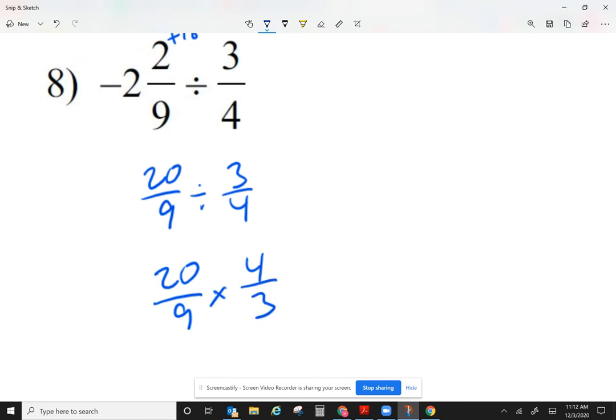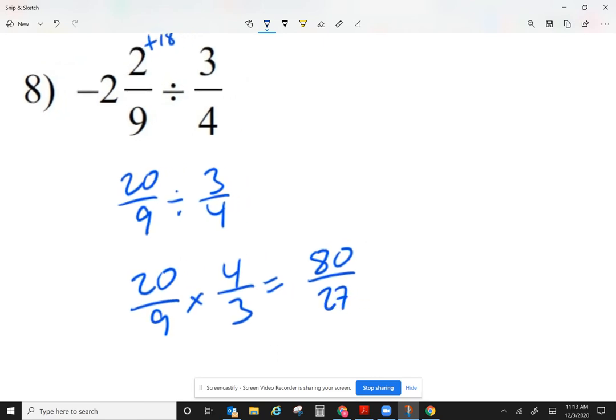Simplify if possible. Remember, simplify means choose a number from the top, a number from the bottom, and divide them by the same thing. In this case, we cannot. Now, if I multiply my two numbers on the top, 20 times 4, I get 80. If I multiply my numbers at the bottom, 9 times 3, that gives me 27. My number on the top is bigger. So let me go 27 divided into 80.